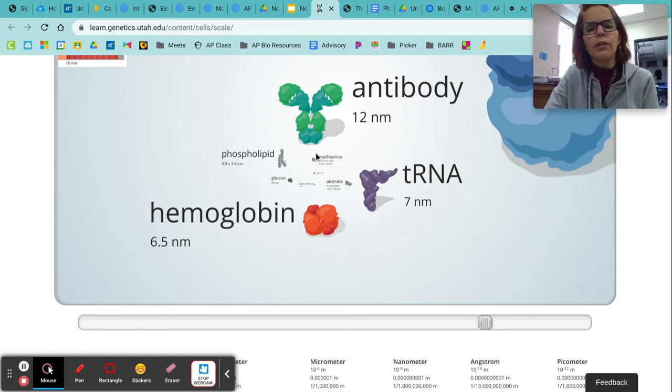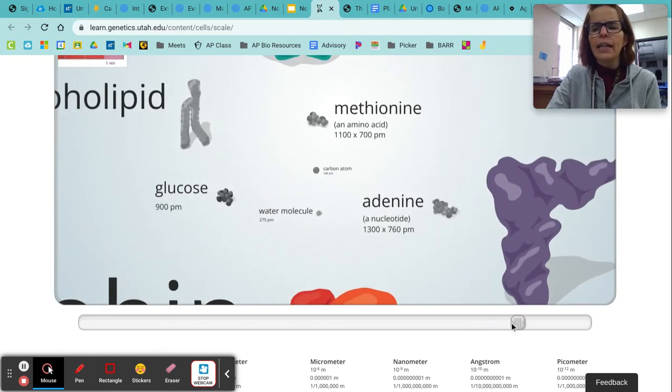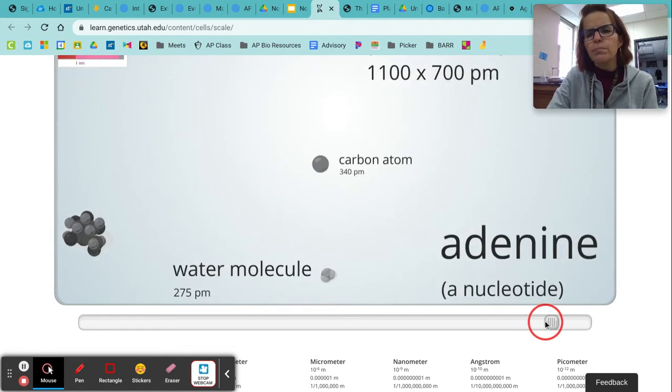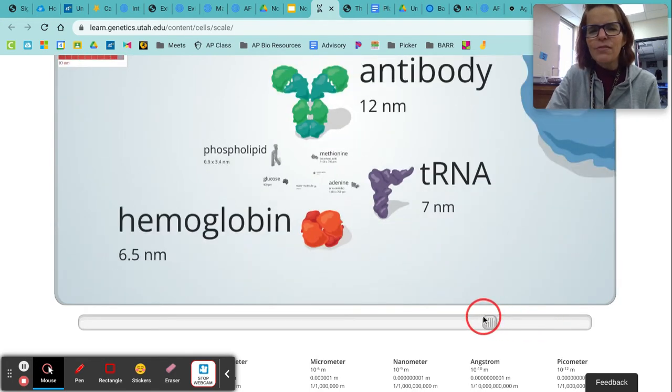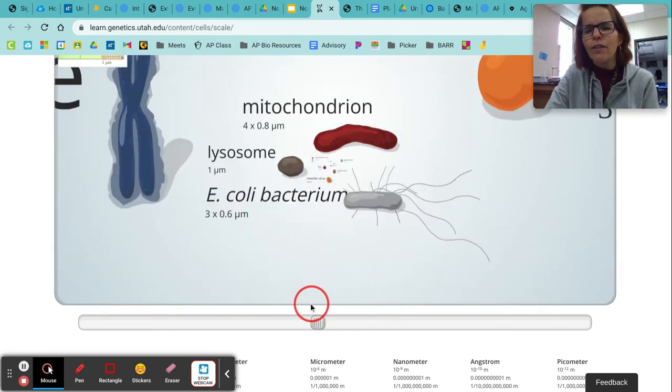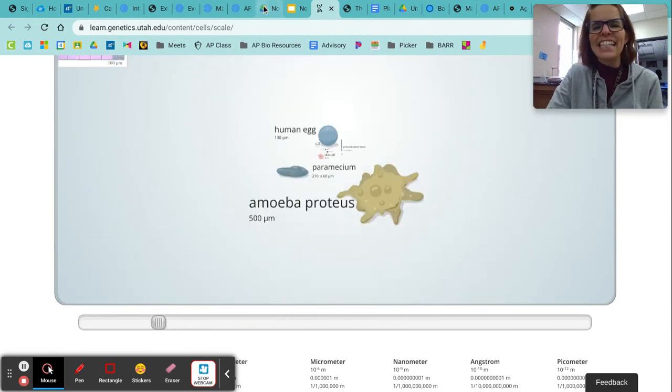So like hemoglobin or an antibody. Here's a tRNA molecule we'll learn about a little bit later. And now we're really getting tiny. The phospholipids that the cell membrane or plasma membrane is made of. Methionine, adenine, glucose, giving you just a sense of their sizes. And then finally we get down to a water molecule and a carbon. But that just kind of gives you a sense of how much structure there is far, far, far below what a human eyeball can see.